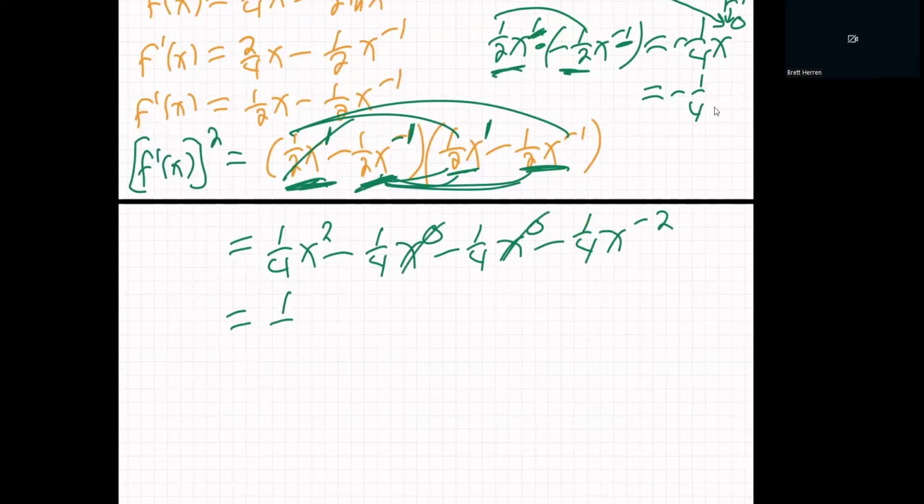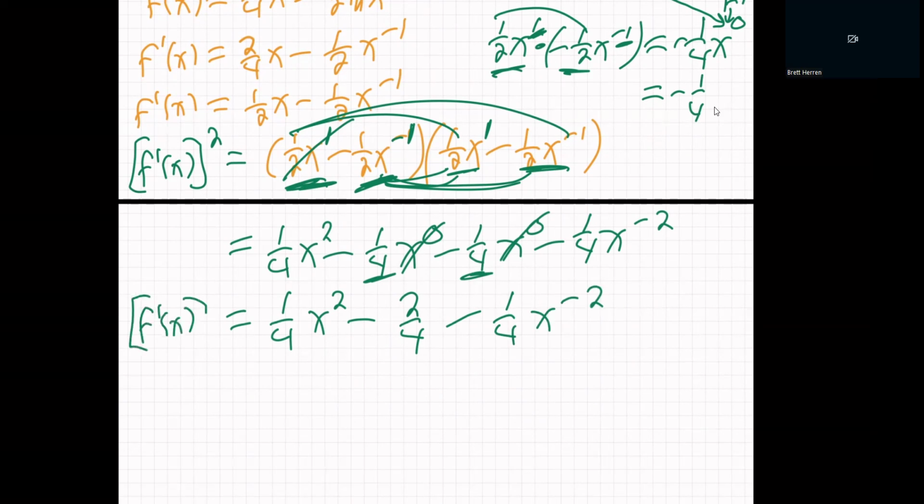So this becomes a fourth x squared minus 2/4, right? Minus a fourth, minus a fourth. No more x to the 0. Anything to the 0 power is just 1, so those are gone, right? It's minus 1/4 x to the minus 2. All right, so that is f prime of x squared.